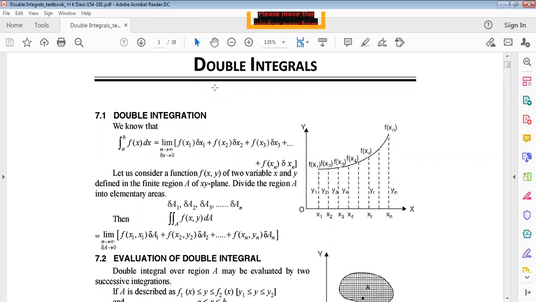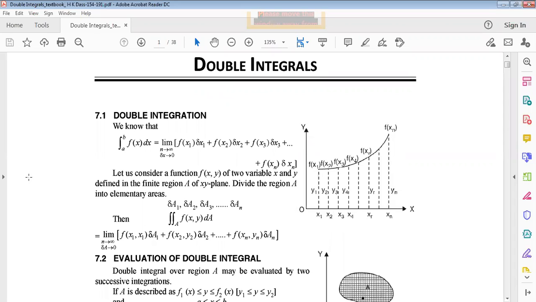Okay, today we will start double integrals. That means integration will consist of two functions, that is, one function for the x-axis and another function for the y-axis. There will be two functions.